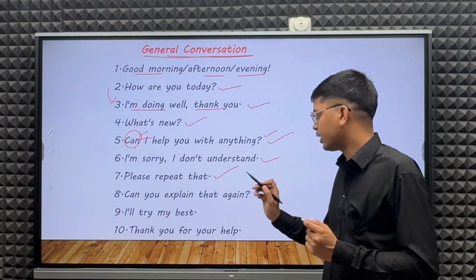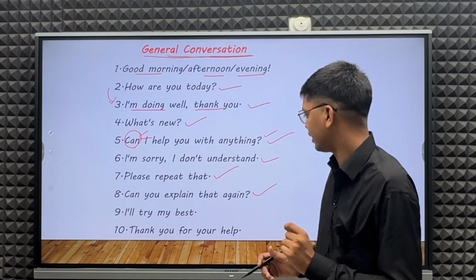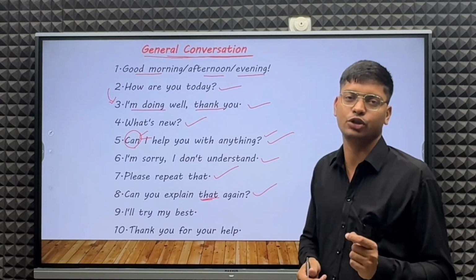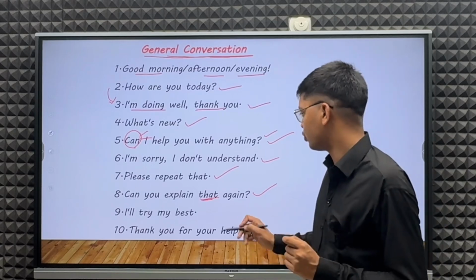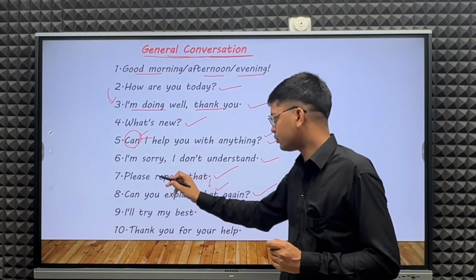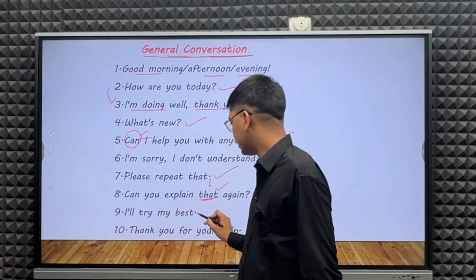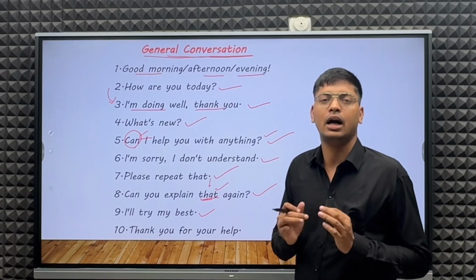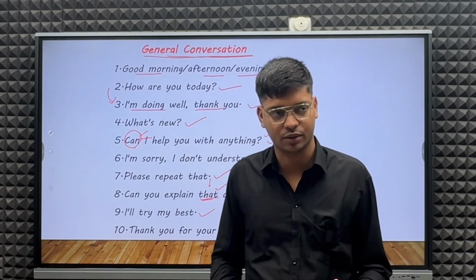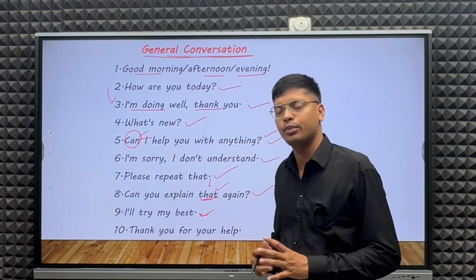Next sentence, can you explain that again? This is for a special situation, so you can also use this sentence, and again, please repeat that. Okay, next, I will try my best. This is usually used in general conversation. You can also use this sentence, I will try my best.